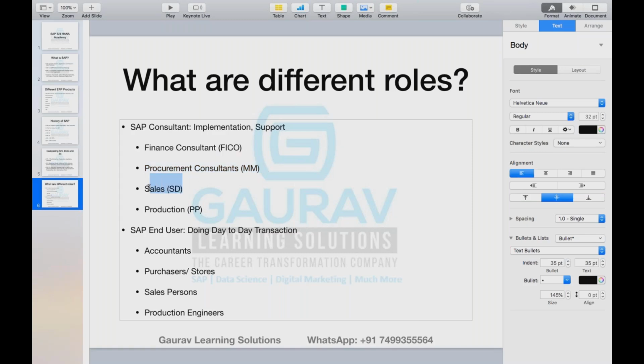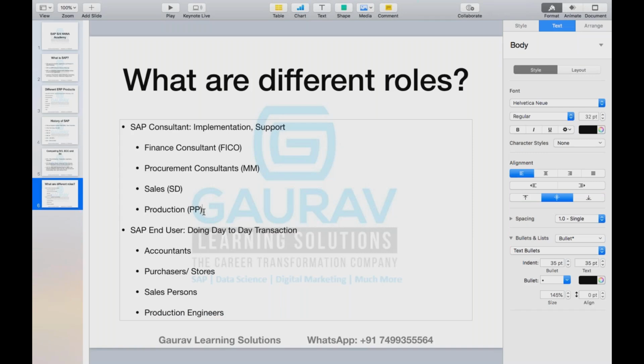As an SD guy, you need to work with salespersons. So creating the sales orders, doing the deliveries, managing the credits, managing the availability of the material, billing the customers, making sure that the payments are received from the customers. That is all responsibility of the salesperson. And as the SD consultant, you will be helping those salespersons. Same way, as a PP consultant, you will be responsible for managing the production engineers. So what you need to know: how to create the production orders, how to create the BOMs, routings.